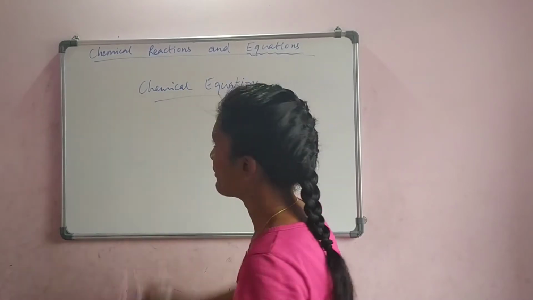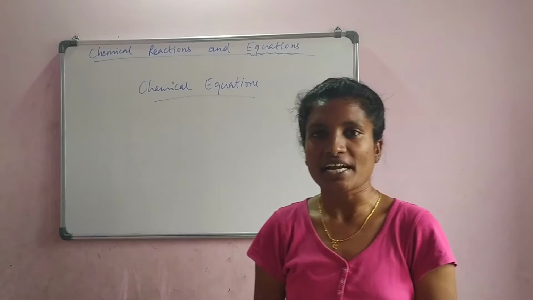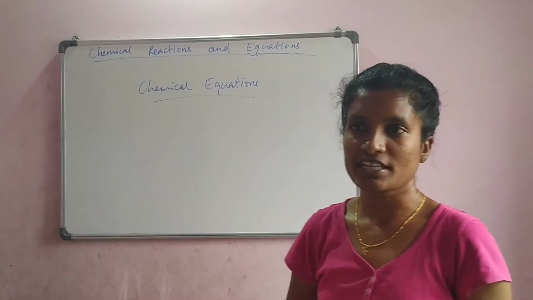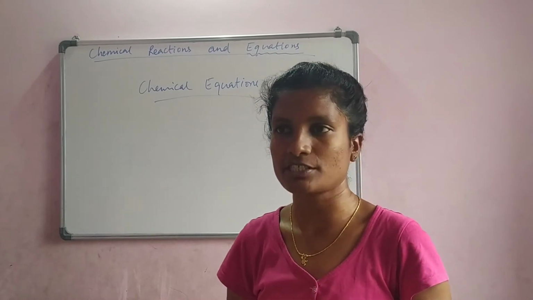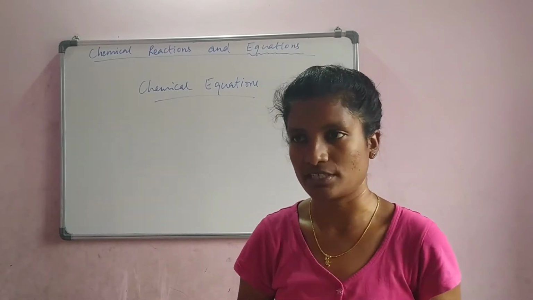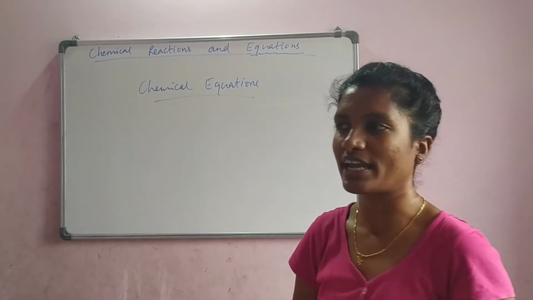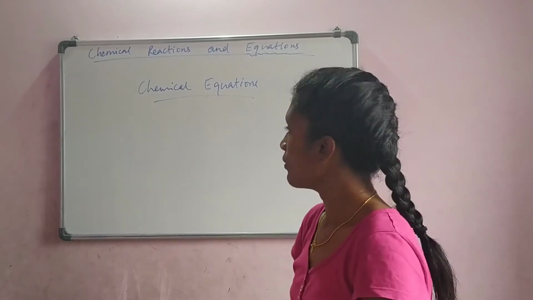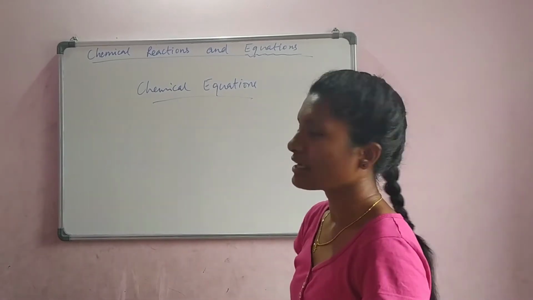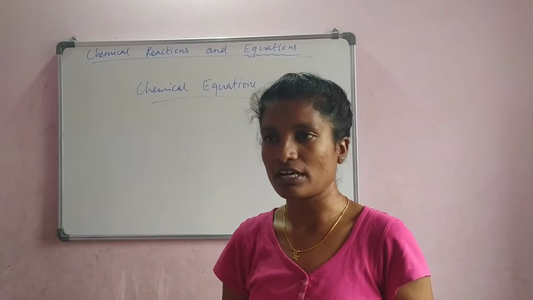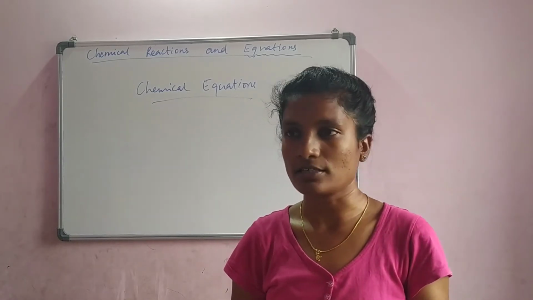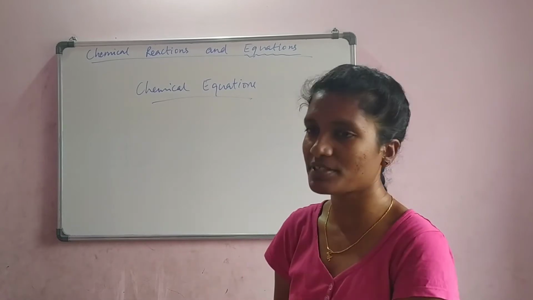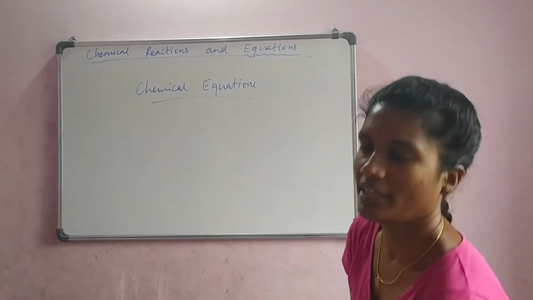So, chemical equation. So far we have studied what a chemical reaction is. It is combining of elements or substances to form a new substance. Now, that same chemical reaction can also be written in formulas or in simple chemical symbols. That representation is called a chemical equation.